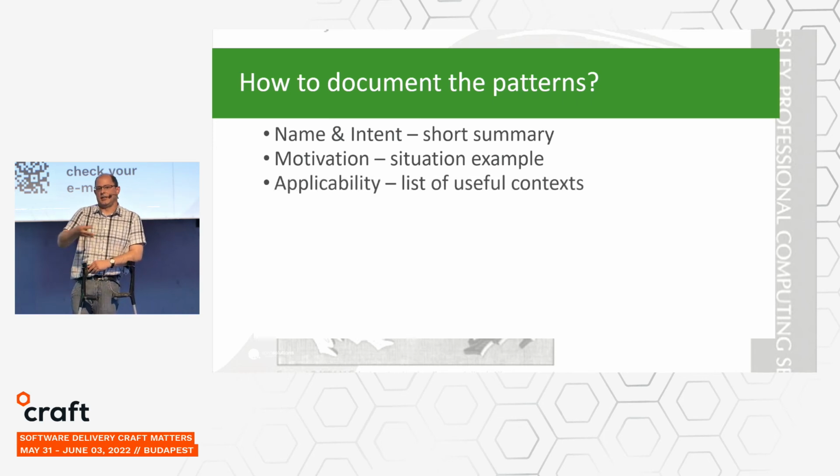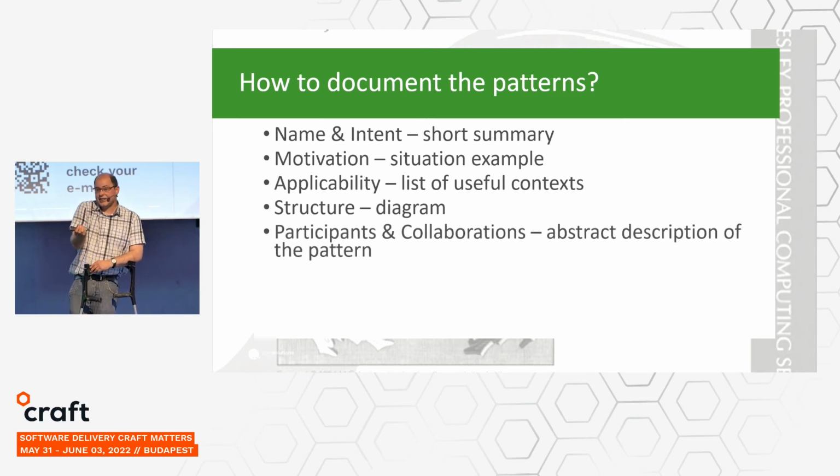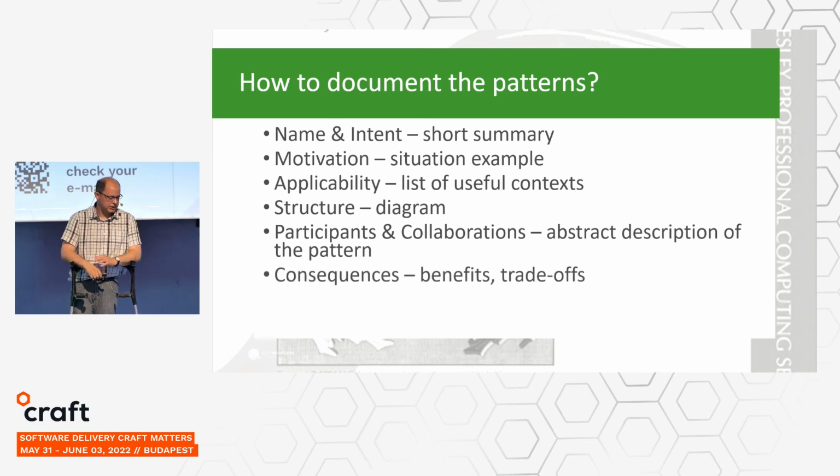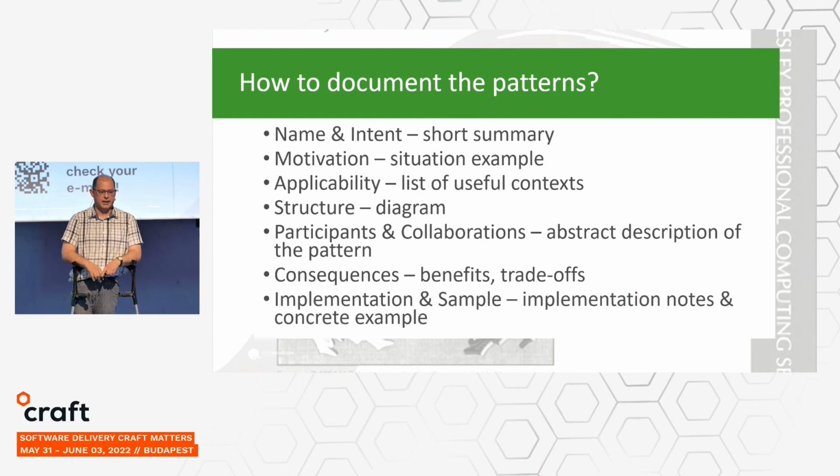Then of course the motivation was just one example, and the book is typically listing many other situations where this can be applied. It is usually completed with a kind of visual diagram, and then the actual behavior of the pattern is a relatively small part in the book, which is in the participants and collaboration section, and then there are some implementation notes and consequences at the end. So that's a good way, and it seems to be also a good way for test automation patterns as well.